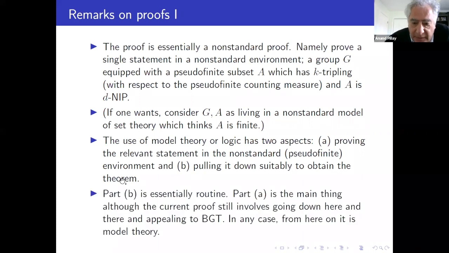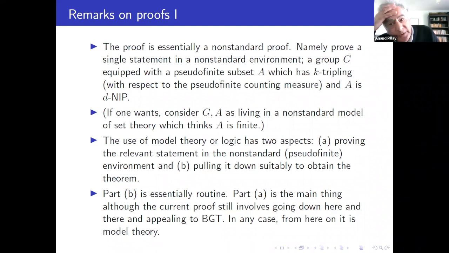So now part B is pulling down a statement from upstairs to downstairs. Upstairs is the non-standard environment, a non-standard model of set theory. Downstairs is the standard model of set theory, where finite is actually finite. At this point, this is really routine. It's logic, but it's routine. There are some delicate things involved, possibly, but it is simply a routine subroutine which you can plug into whenever you feel like it. It's elementary non-standard analysis.